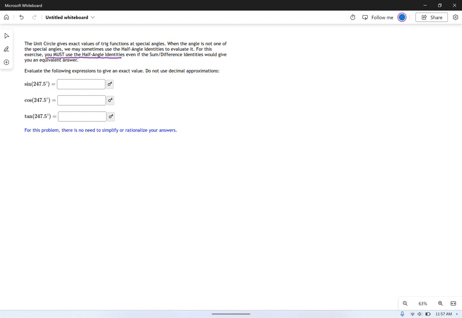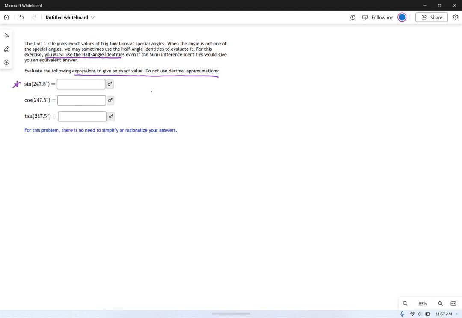Second thing that's difficult, I need exact answers. Okay, no decimal approximations. So in other words, you might as well just put that calculator away. It's not going to help you here. I need exactly correct answers using the identities. So let's walk through that for sine of 247.5.